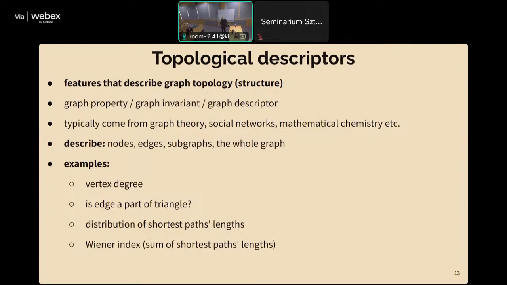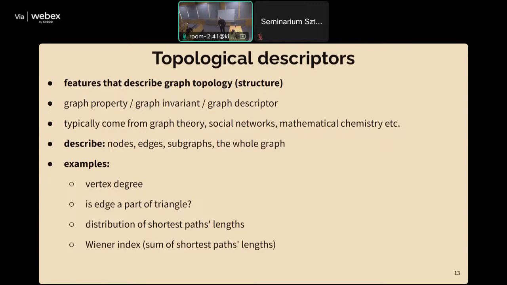And also they have very confusing and overlapping names sometimes, so it's not particularly easy. But they can describe the structure of nodes, structure of edges, structure of subgraphs in a graph, or they can indeed describe the whole graph at once. And some examples. We have vertex degree, which I have just talked about. So vertex degree describes a node, very local, very simple. For example, is an edge a part of a triangle? I mean, real easy triangle, so you just have 3 nodes connected to each other, so this is a triangle. Is an edge part of a triangle? This is sometimes quite useful.